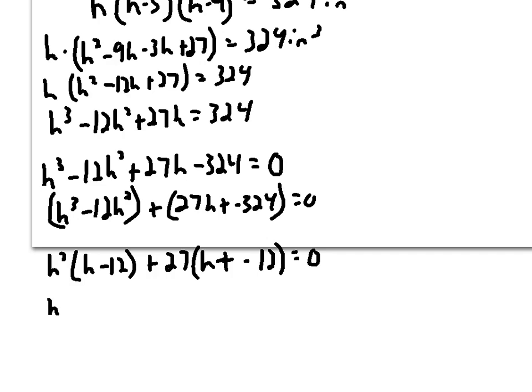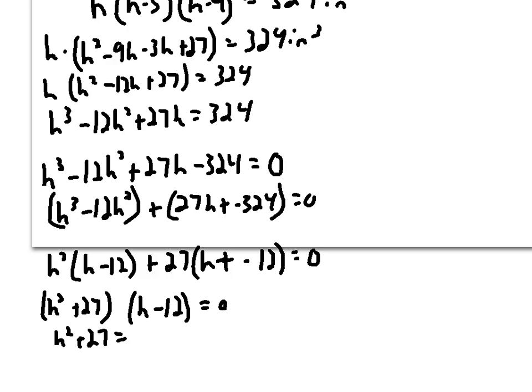Alright, so now let's go ahead and group our factors together. So we're going to have h squared plus 27 times h minus 12. Okay? Well, now we have to set each one of these equal to 0 here. Okay, so we're going to go h squared plus 27 equals 0, and h minus 12 equals 0.